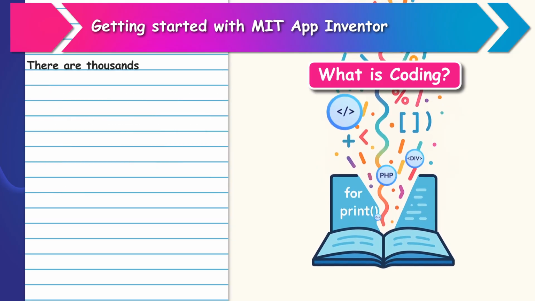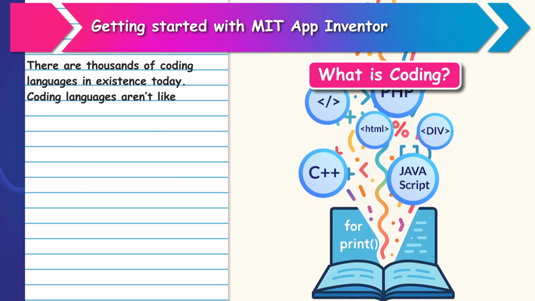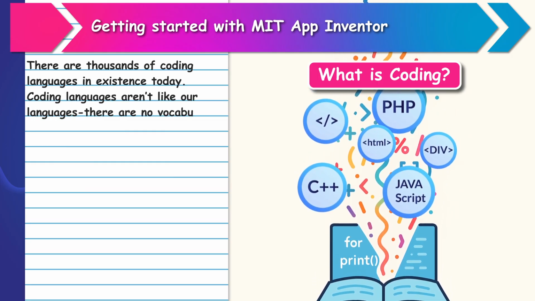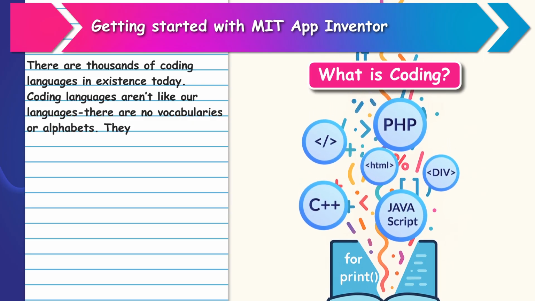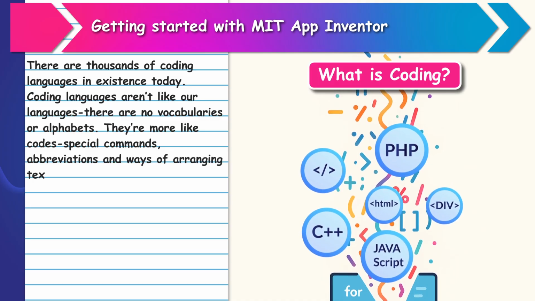There are thousands of coding languages in existence today. Coding languages aren't like our languages. There are no vocabularies or alphabets. They're more like codes, special commands, abbreviations, and ways of arranging text.